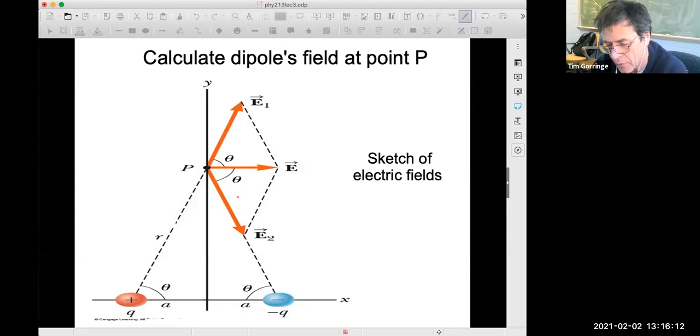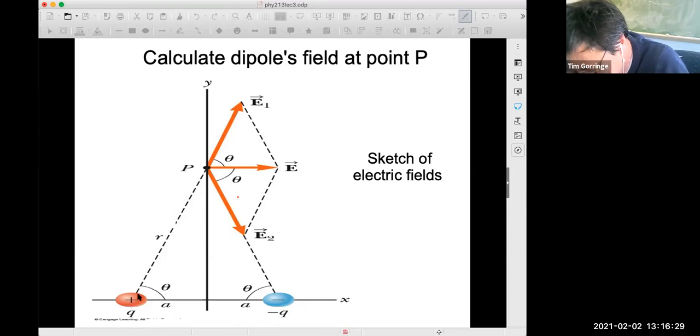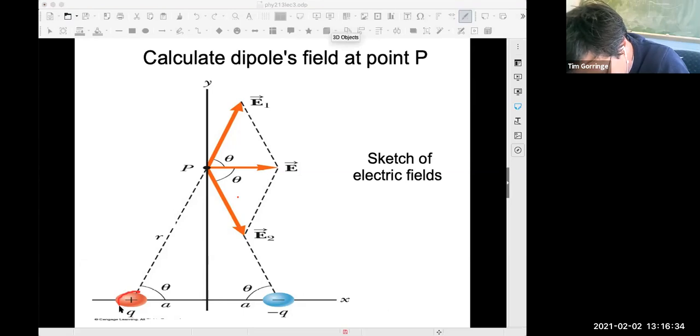What we're going to do as an example of superposition is actually calculate the electrical field of an electrical dipole. And so I'm trying to show you an electric dipole on this sketch here. Downstairs on the bottom of the sketch, here's a positive charge. And over here on the right, here's a negative charge. And they're separated by some distance here.